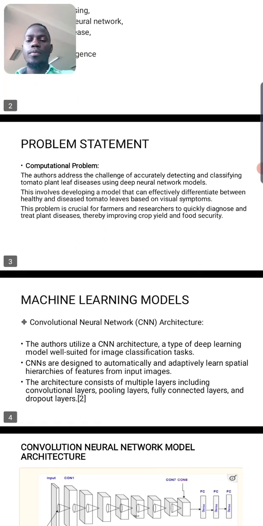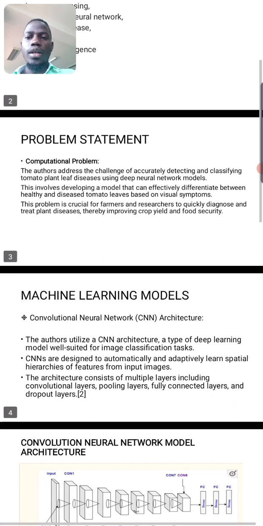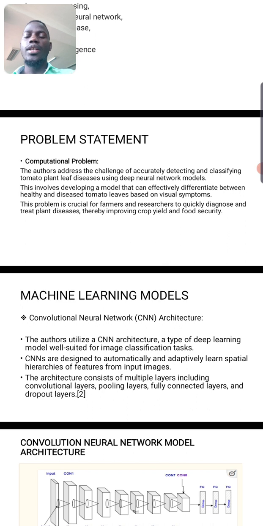So the problem statement for this research paper was the following. The authors wanted to address the challenge of accurately detecting and classifying tomato plant leaf diseases using deep neural network models. Here, the problem is that farmers find challenges in identifying, detecting, or classifying the tomato leaf diseases. And this model was to help in detecting and classifying the different tomato plant leaf diseases.